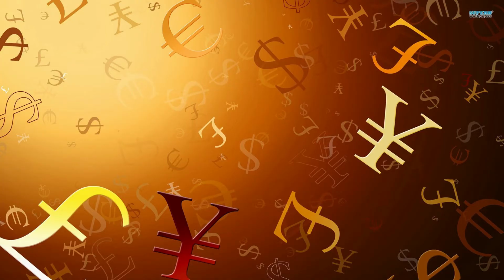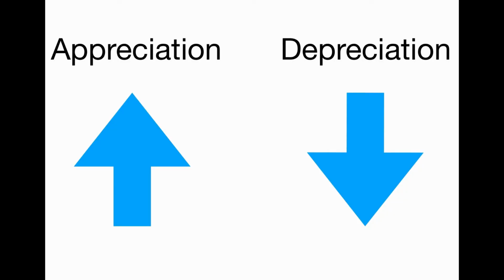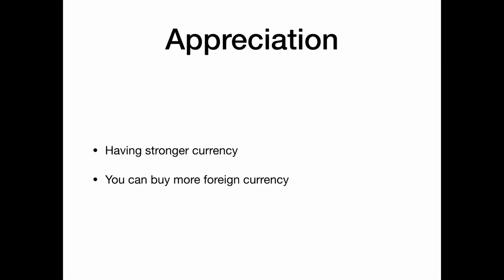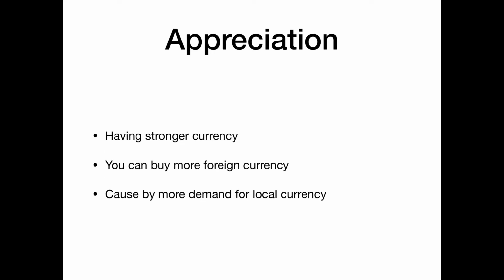Now we can answer the question, what is the worth of a currency? The worth of a currency can be determined by seeing whether it appreciates or depreciates. Appreciation is having a stronger currency and enables us to buy more foreign currency. It is caused by higher demand for our local currency.